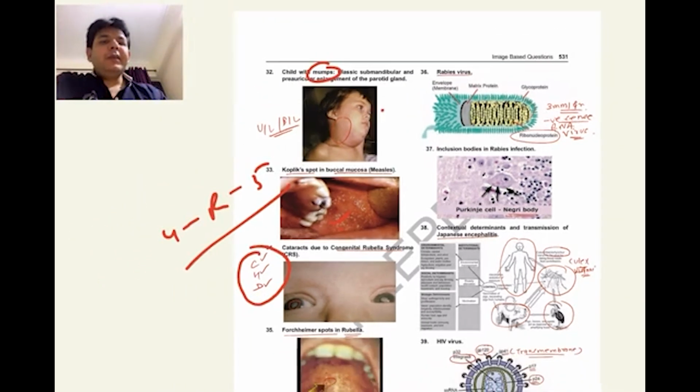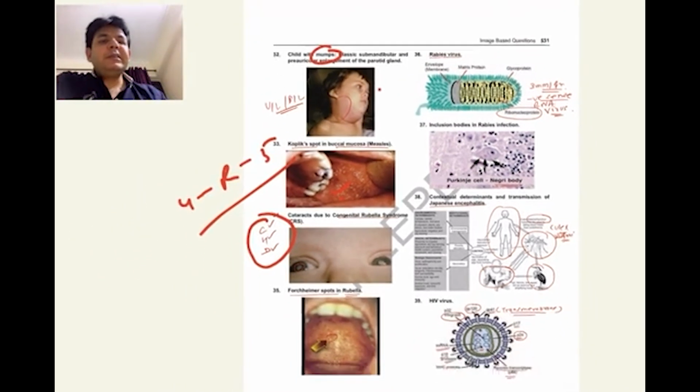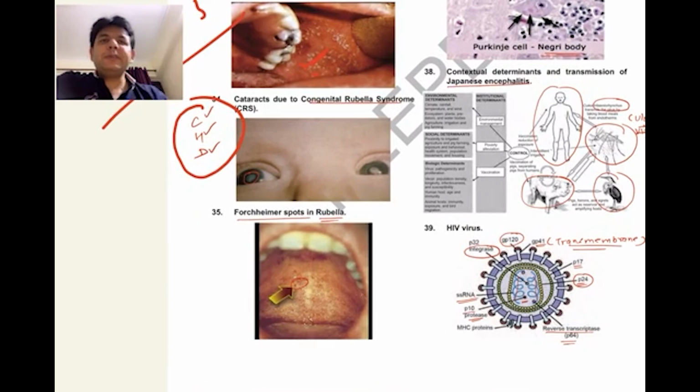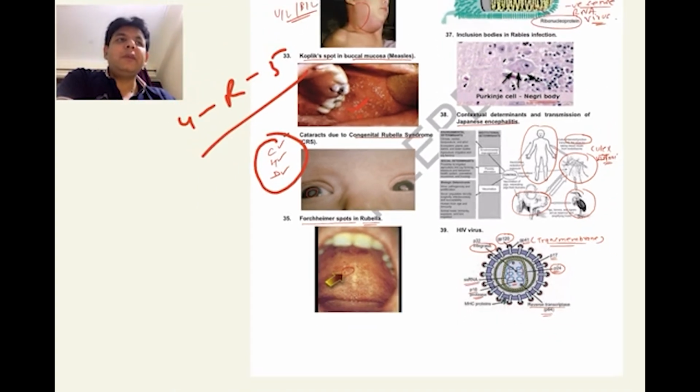Another question being asked is about Forchheimer spots, which are observed in rubella. Blueberry muffin rash is also a feature of this. And the infectivity period is rash 7 days before, 7 days after. So that is seen in rubella also.